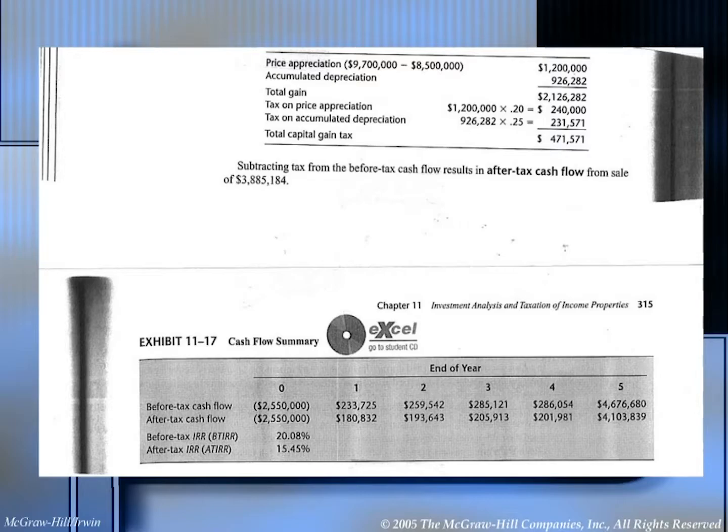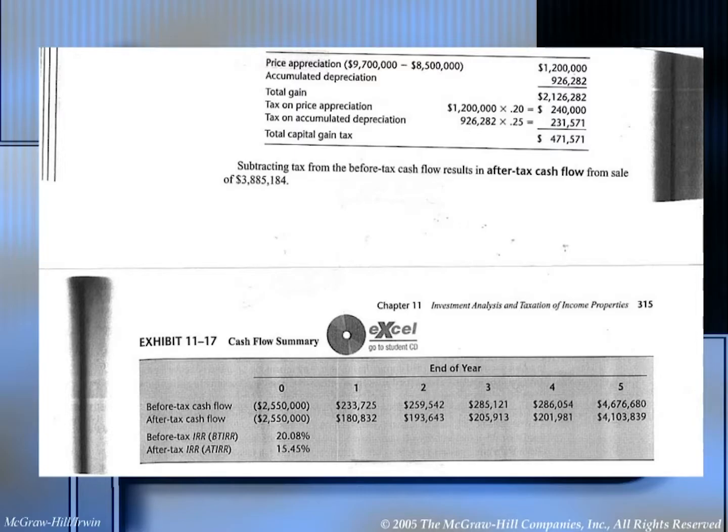And we're going to just take a tax rate of one amount on this. You see, they divided this up and said that the appreciation part only gets 20%, where the accumulated depreciation or the recaptured depreciation has a 25% tax. But we're just going to do it once. But either way, either calculation, look at the way they did it, we get a total capital gain tax of $471,571.